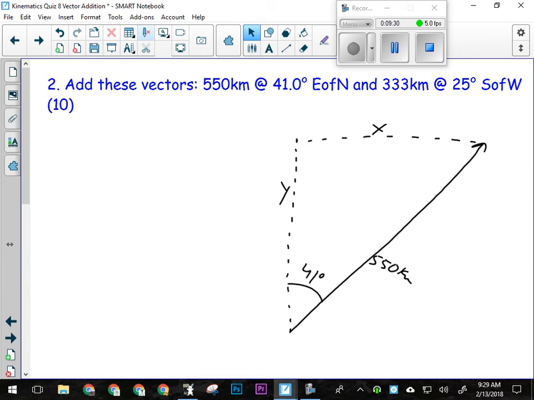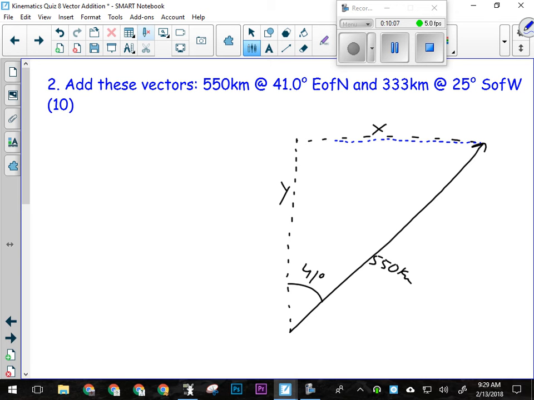Our second vector is 333 kilometers at 25 degrees south of west. Now, this is tricky because it completely backtracks on itself. What I have to figure out is, does it get past where it started in terms of its X value? It's hard to tell just by looking at it. So I'm going to draw my reference line that's west, and get my 333 kilometers. I'm going to say this probably doesn't. That's going to be my prediction. This does not get past where I started. It's going to end up somewhere in here.